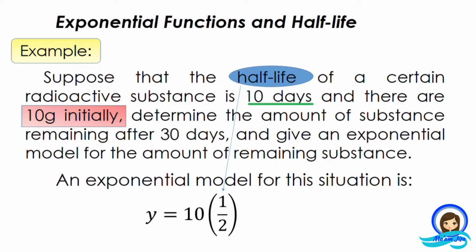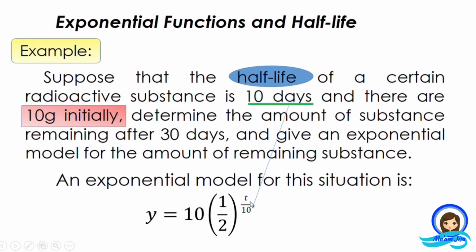So it is to be substituted in the big letter T. So that's why we have here T over 10. Now, in the problem, there is also a given which is after 30 days. Where do we need to substitute that? That's in the small letter t.